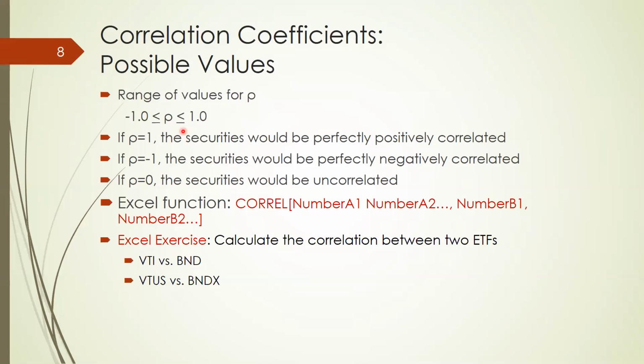In general, correlation coefficient rho has to be between -1 and +1, with +1 indicating the two securities are perfectly correlated, and with -1 indicating the two securities are perfectly negatively correlated. When correlation coefficient is 0, it means that the two securities are not correlated. When one security moves up or down, it doesn't provide any indication of the movement of the other security relative to its mean. To calculate the correlation coefficient rho in Excel, you use the function CORREL.